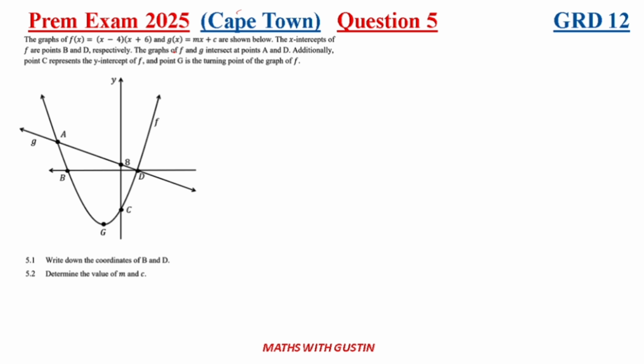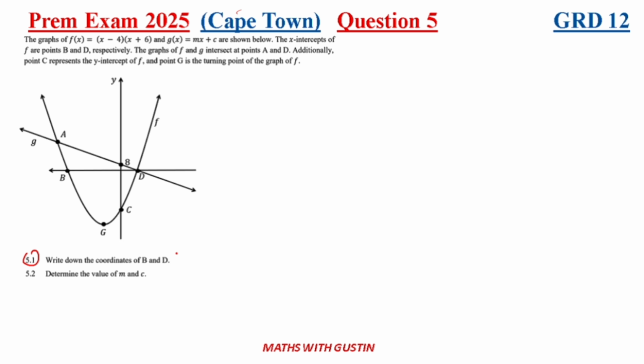The graphs of f(x) and g(x) are shown below. We can see them. The x-intercepts are B and D, respectively. The graphs of f and g intersect at points A and D. Additionally, point C represents the y-intercept of f, and point G represents the turning point. Great stuff.